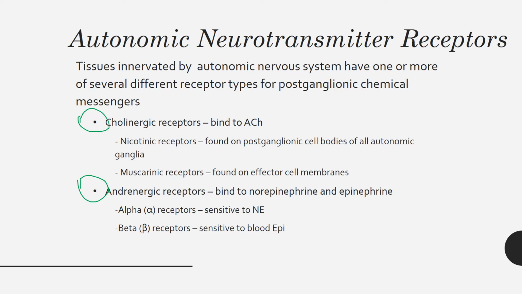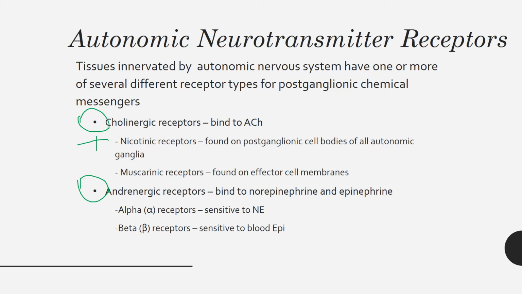The nicotinic acetylcholine receptors are found in the autonomic ganglia, and they're stimulated by acetylcholine from the preganglionic neurons. They also serve as ion channels for both sodium and potassium, and so they cause depolarization. The net effect with nicotinic is that it is always excitatory.